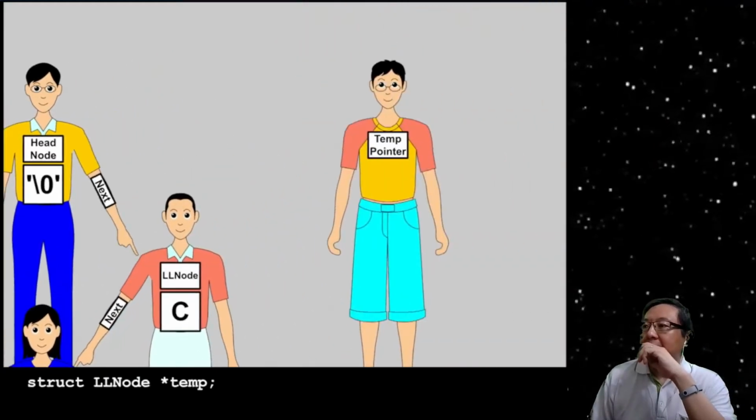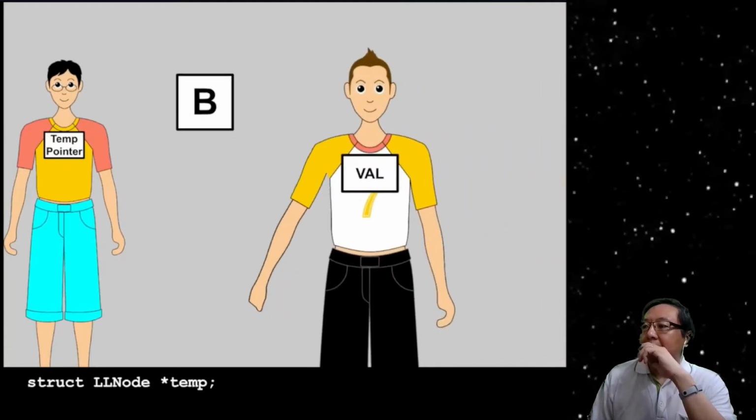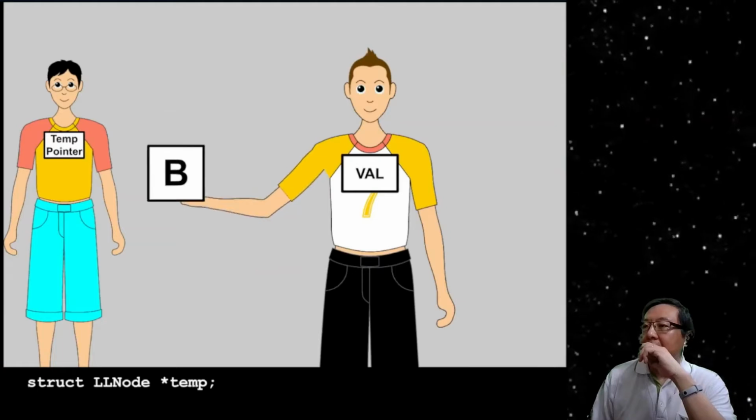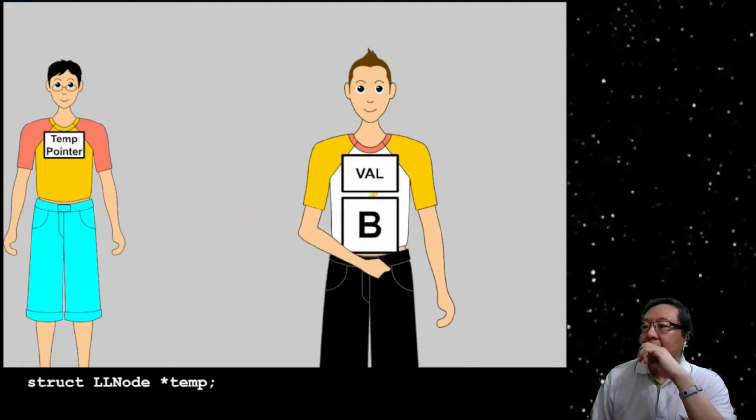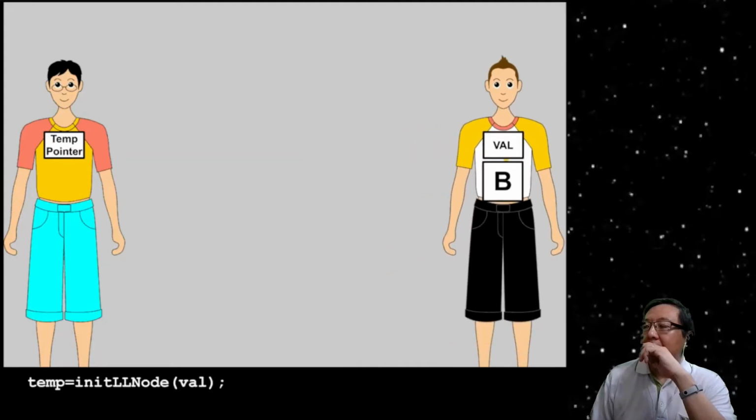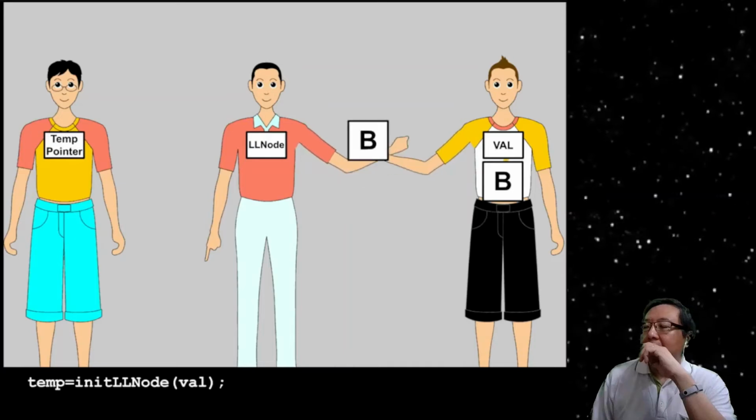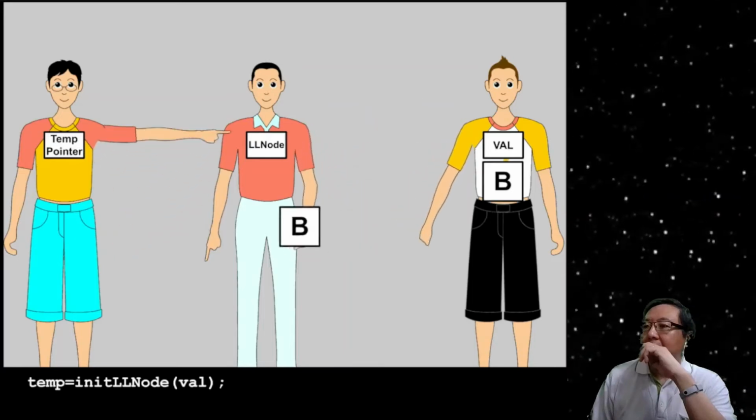So, we call push again and have a new temp and a new val. Suppose the user pushes a B. The B is now passed to val. So we call init LL node again to create a new node with B in it and temp points to the new node.